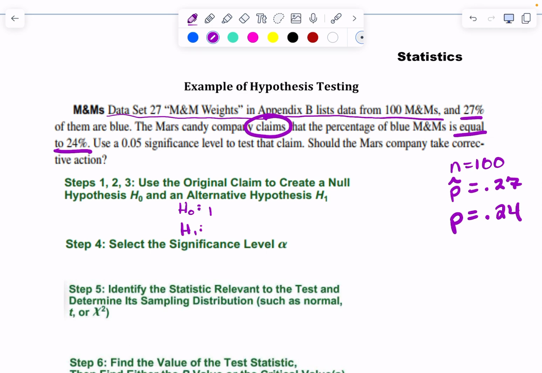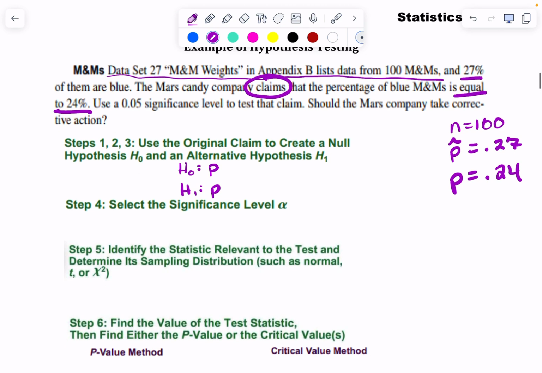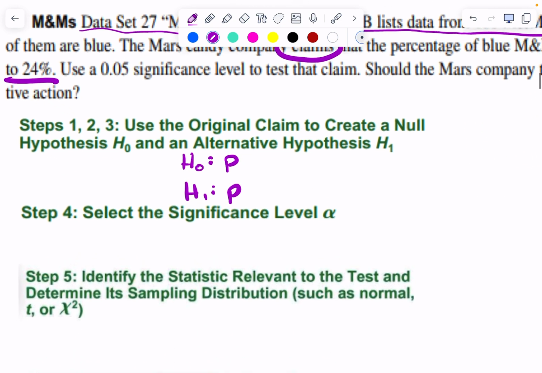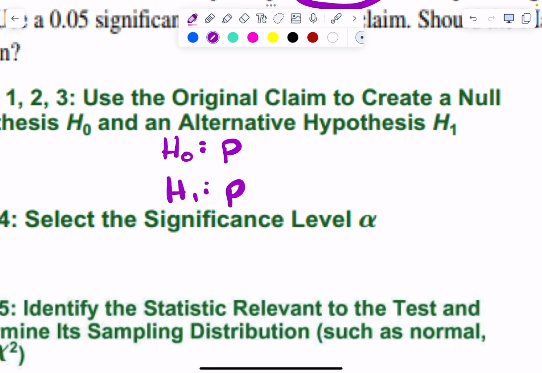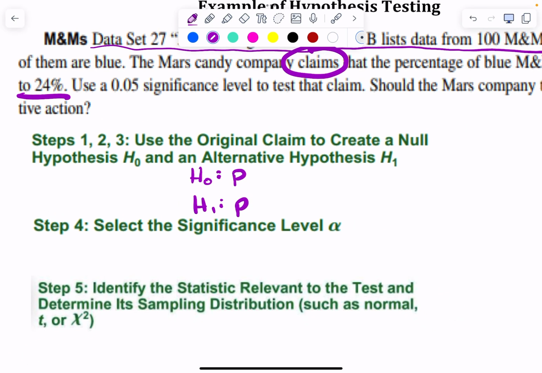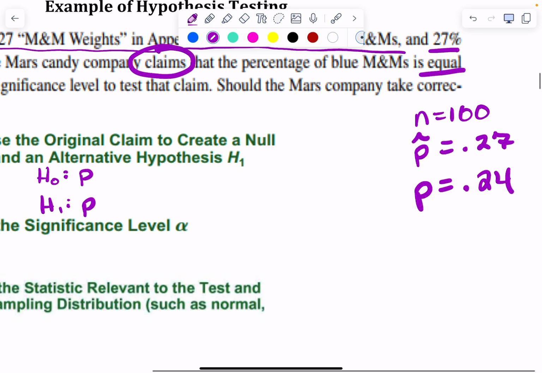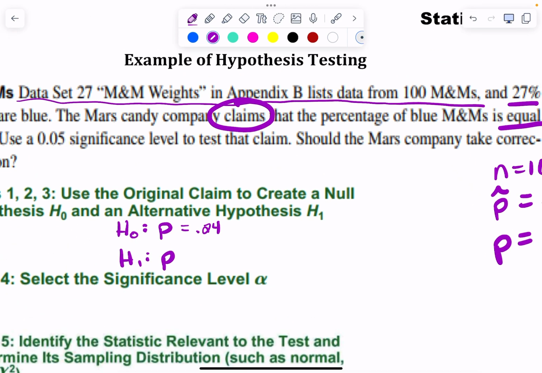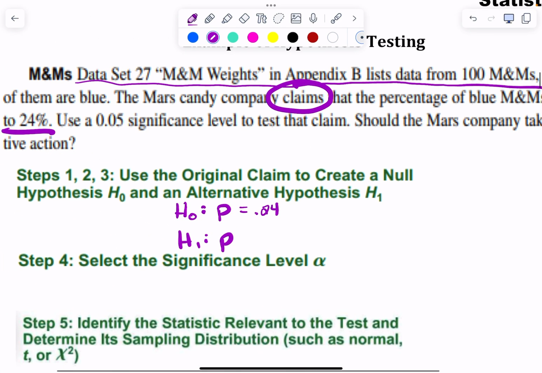Okay, we're talking about P here. Put these down for steps 1, 2, and 3. H not, H1. P is what in the null hypothesis? P is equal to 0.24. It says the Mars Candy Company claims that the percentage of blue M&Ms is equal to 0.24. So my claim goes with the top one. They're claiming that it is equal to 0.24.